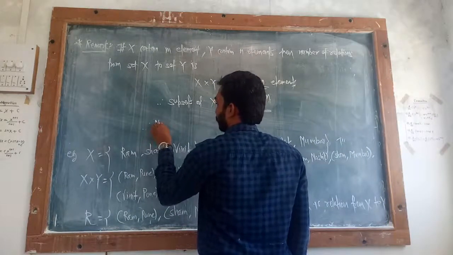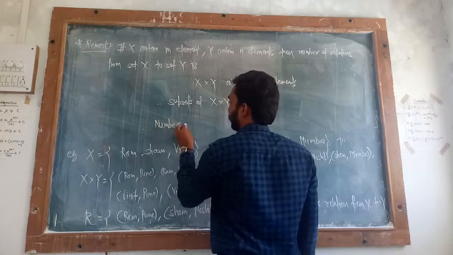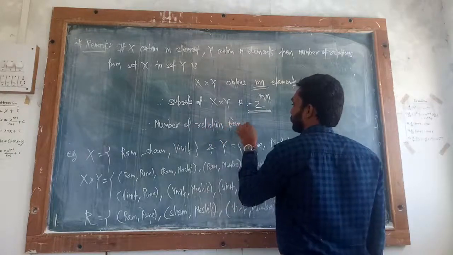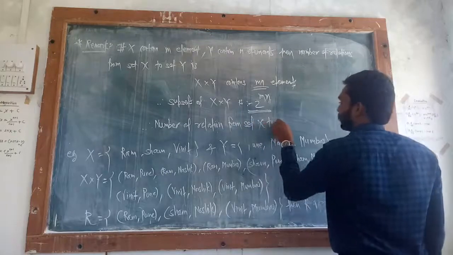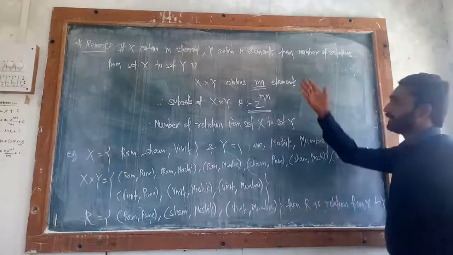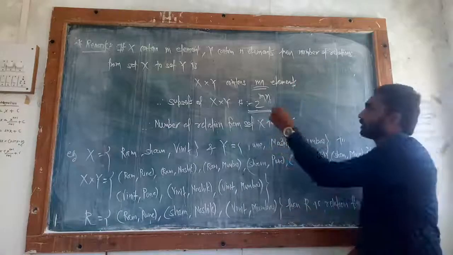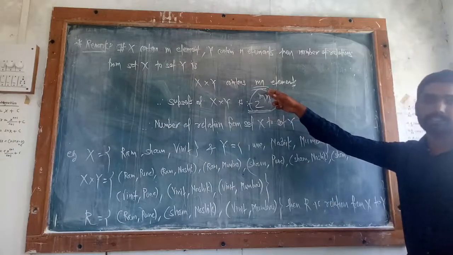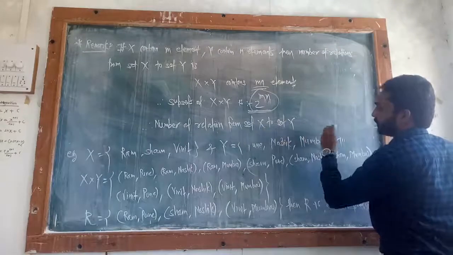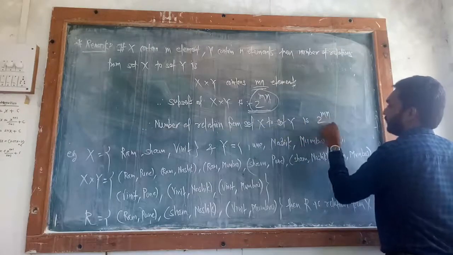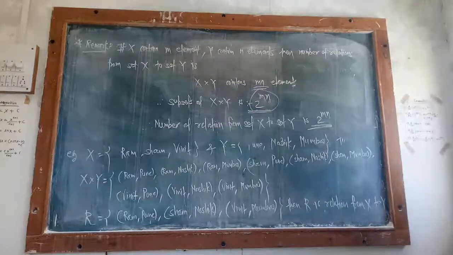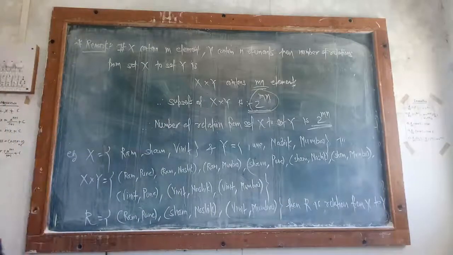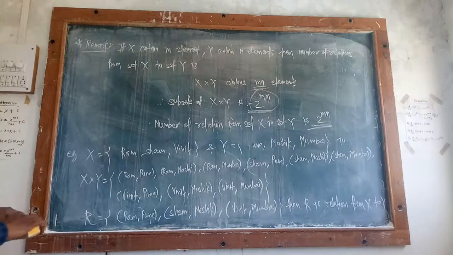Therefore, the number of relations from set X to set Y is the number of subsets, which is 2 raised to mn, right? So the number of relations from set X to set Y is 2 raised to mn relations, if X contains m elements and Y contains n elements.